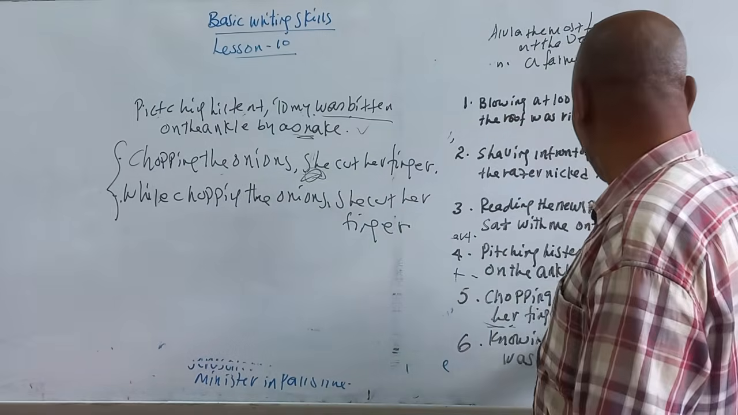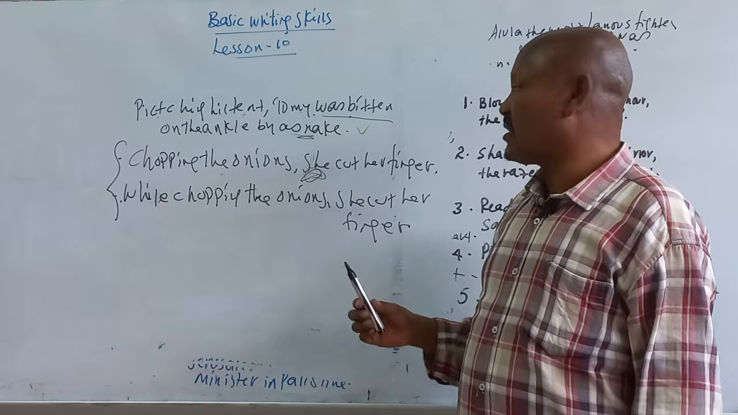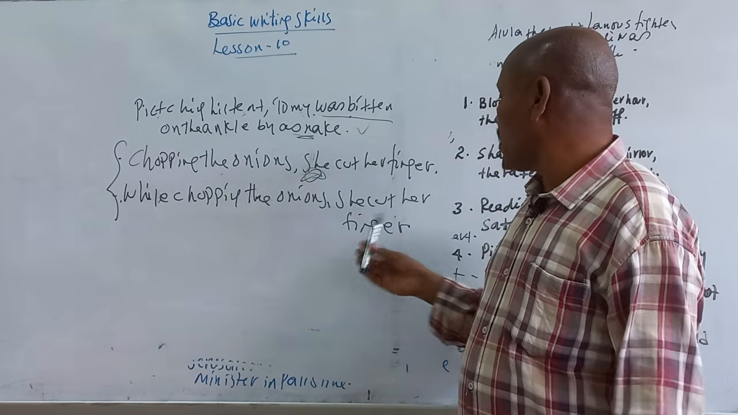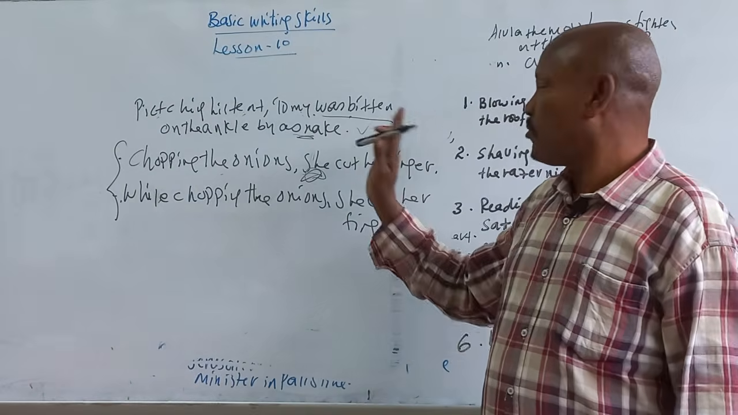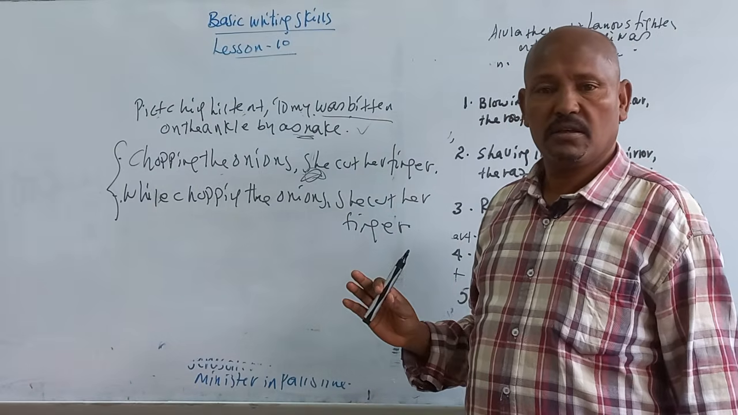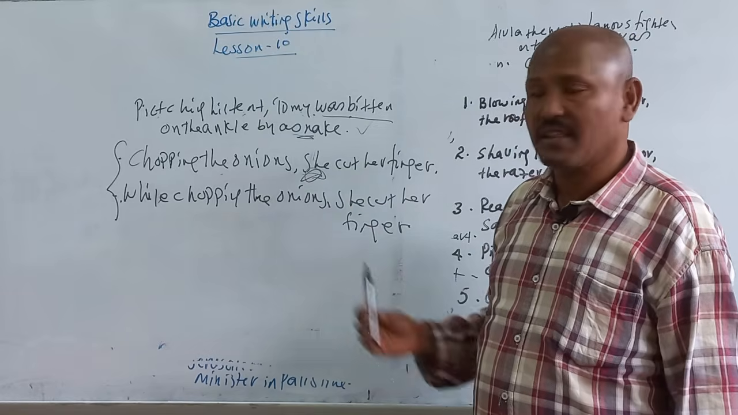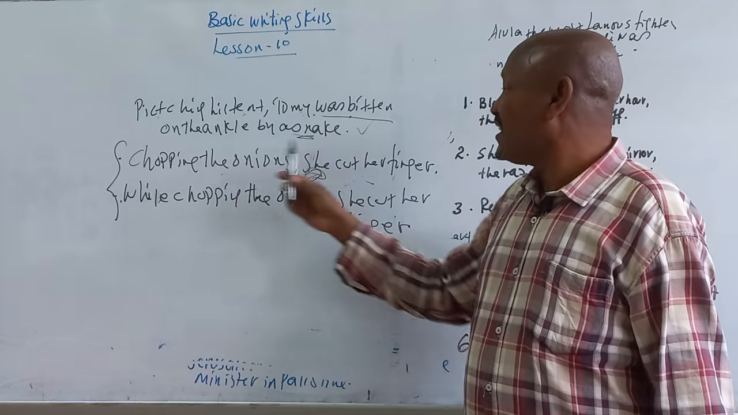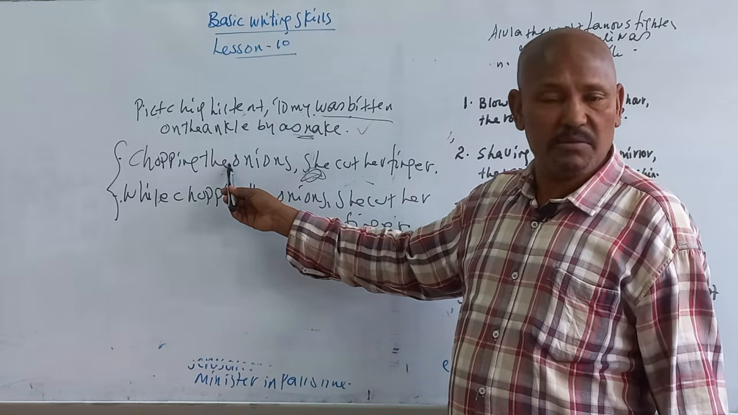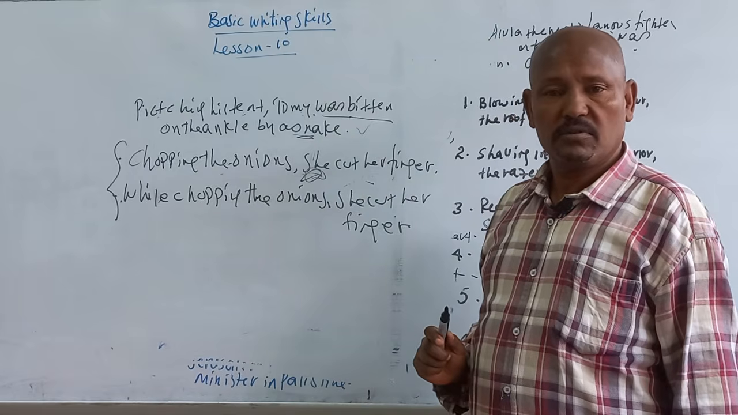Chopping the onions, she cut her finger, or while chopping the onions she cut her finger, or while she was chopping the onions she cut her finger. Both are acceptable, with the same meaning. The problem here is a dangling modifier, so I can just correct the dangling modifier this way. Both this and the principal subject are parallel, so it is meaningful.